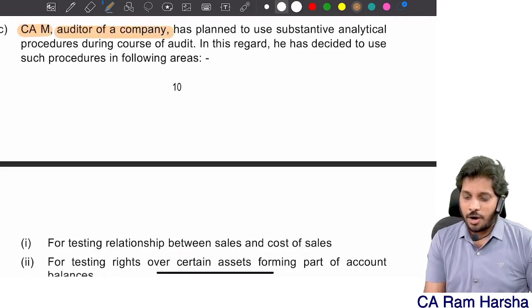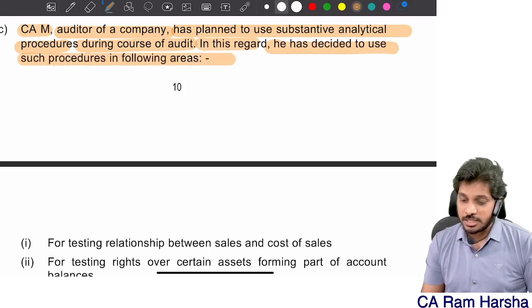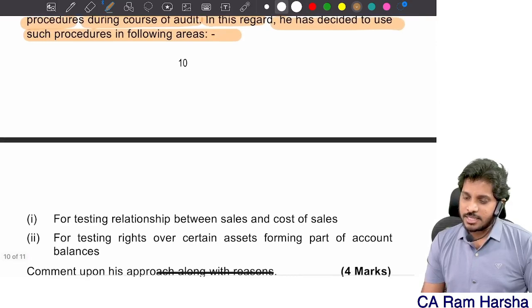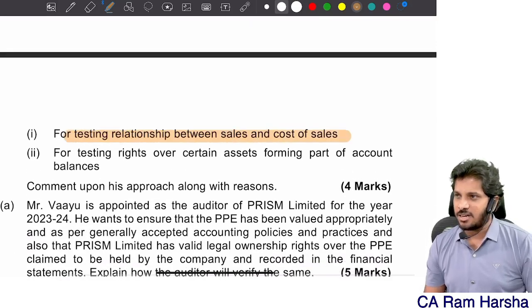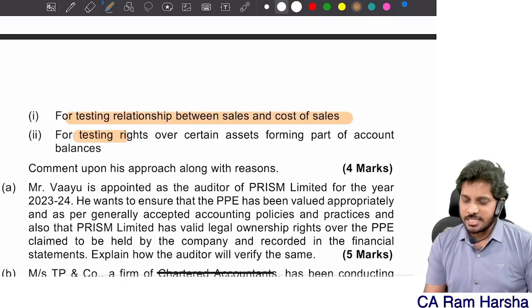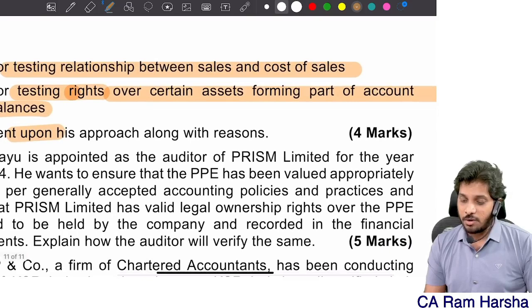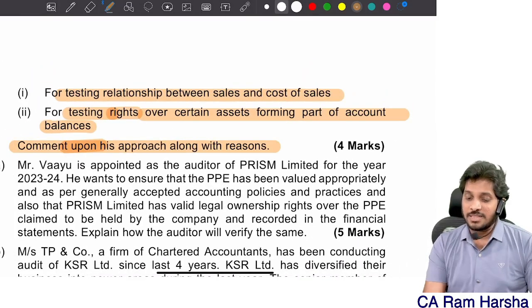The auditor of a company has planned to use substantive analytical procedure during the course of audit. In this regard, he has decided to use such procedures for testing the relationship between sales and cost of sales, and for testing rights over certain assets forming part of account balances. Comment upon his approach along with reason.